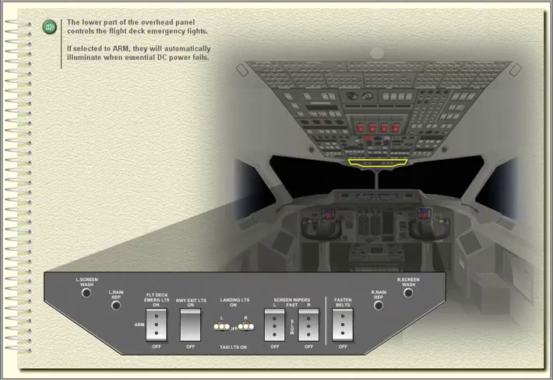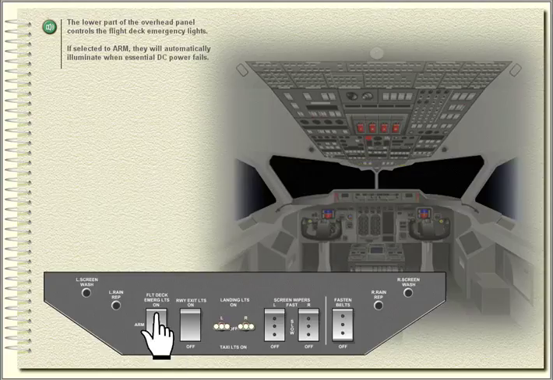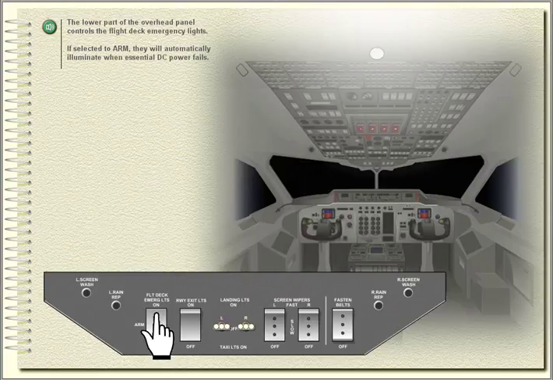The lower part of the overhead panel controls the flight deck emergency lights. If selected to arm, they will automatically illuminate when essential DC power fails.